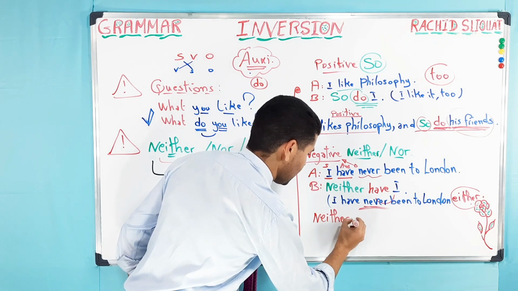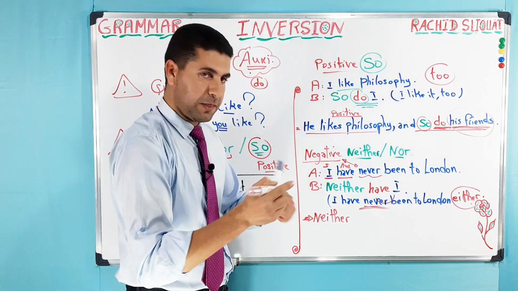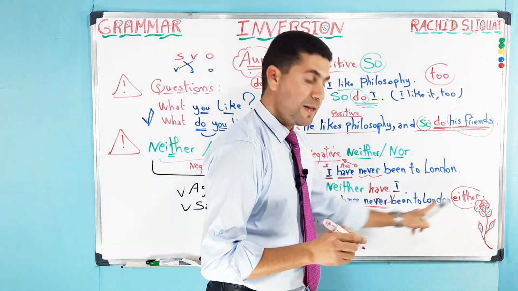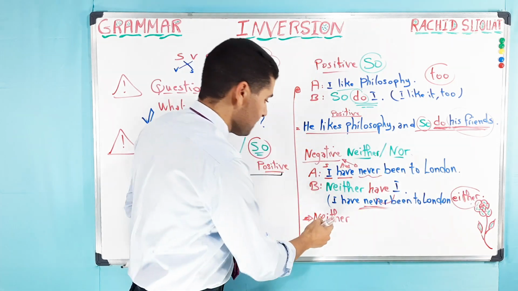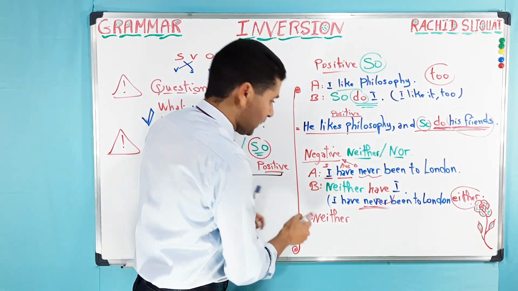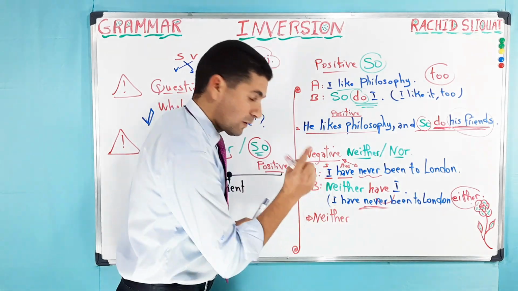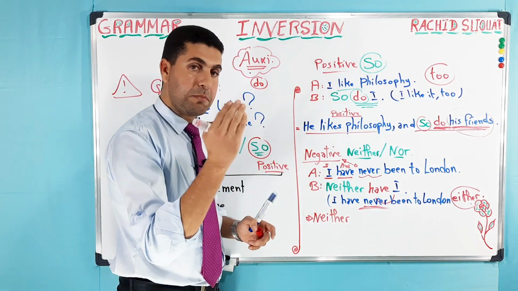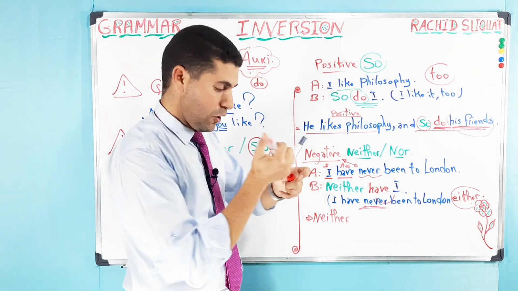Okay, look. So this is very essential to remember. We have to rewrite this sentence with neither. This is a sentence with either, and we have to rewrite it with neither. But as you can see, in this sentence, we don't have inversion. But when we use neither in the beginning, we always invert the subject and the auxiliary.